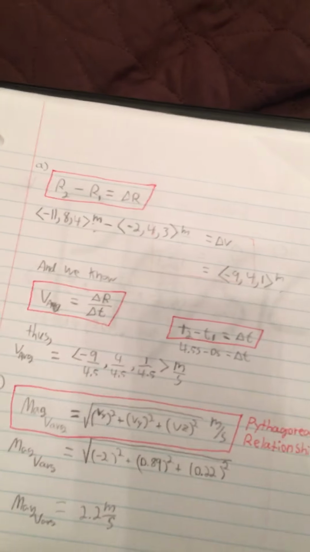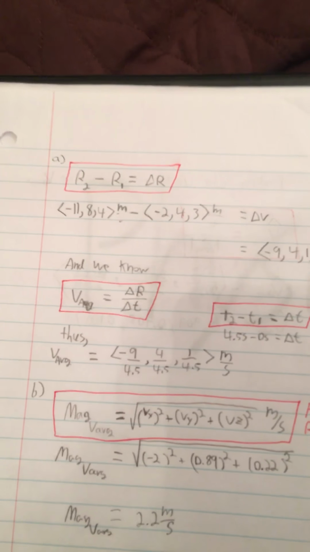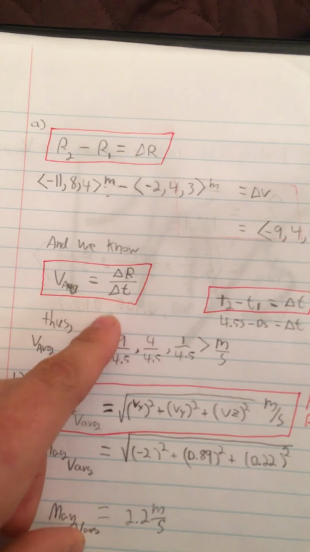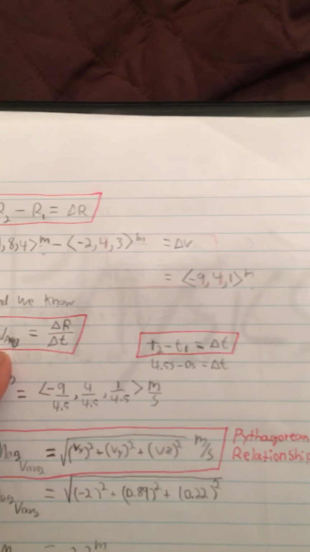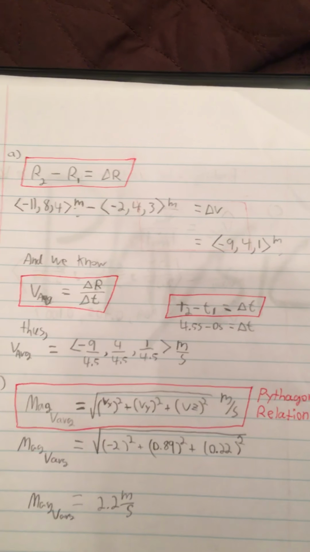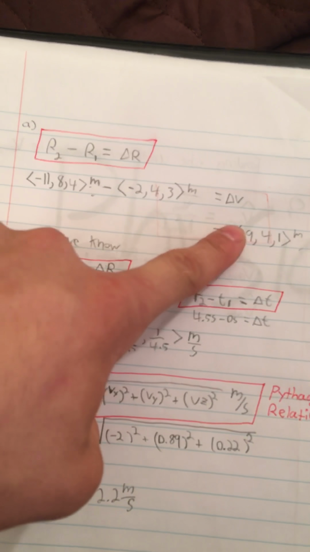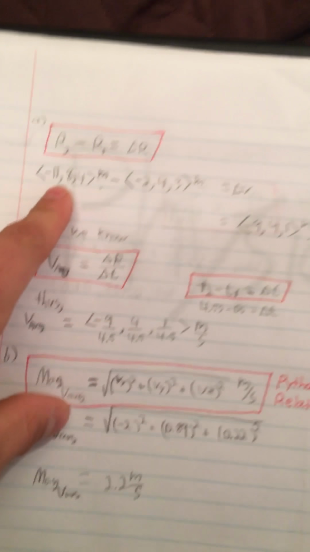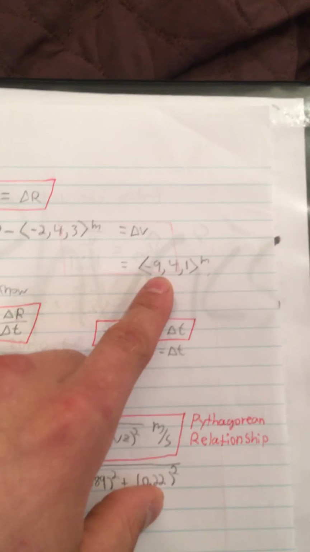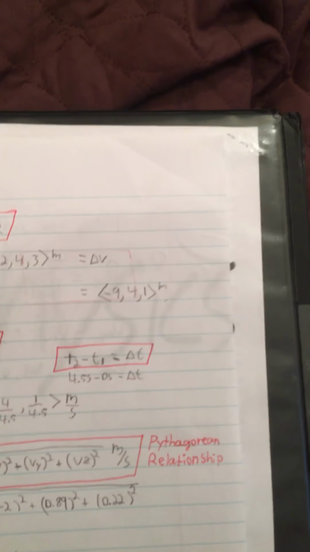So for the first part, while we're trying to find the average velocity, we need to know both of these things. We need to know the change in position over the change in time, because velocity is meters per second. It's distance traveled over a period of time. So here we have our change in position represented by our final position minus our initial position. We're going to come out with -9, 4, 1 meters for our change in position.